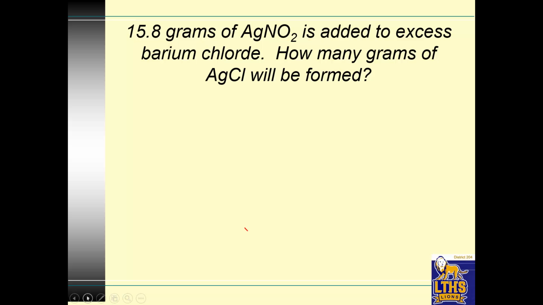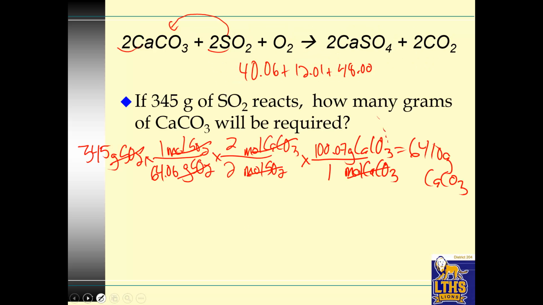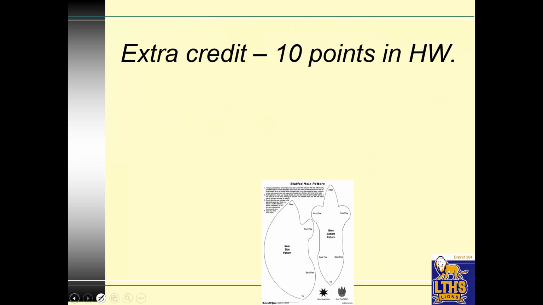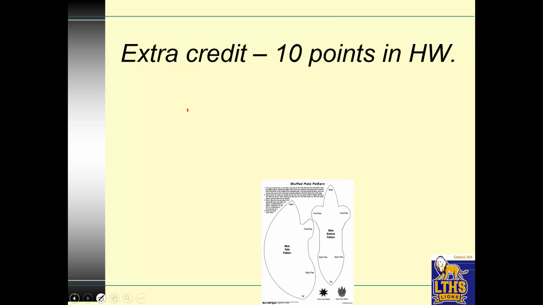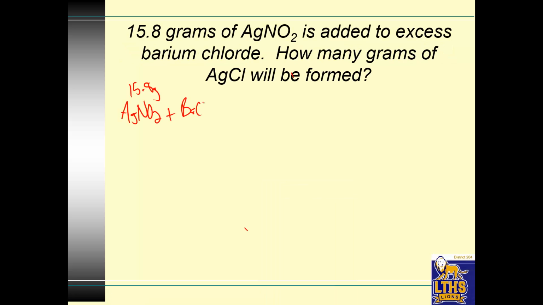15.8 grams of silver nitrate is added to excess barium chloride. Did I get this? Oh, I bet I didn't give it to you here. How many grams of AgCl will form? Okay, so this is as nasty as it gets. So if I have AgNO2, and I have 15.8 grams, I'll go ahead and label it like this, is added to excess barium chloride. That means I have all the barium chloride I need. How many grams of AgCl will form?